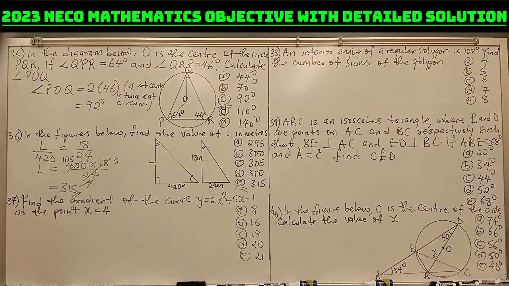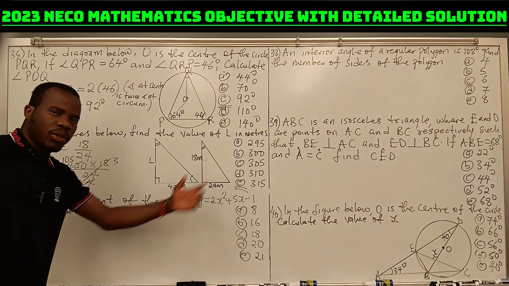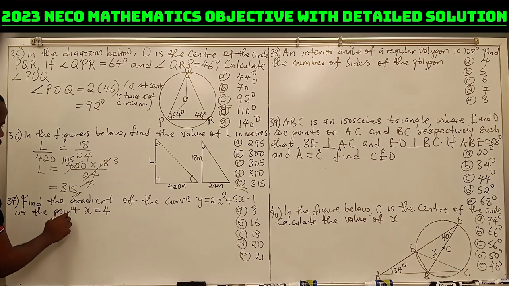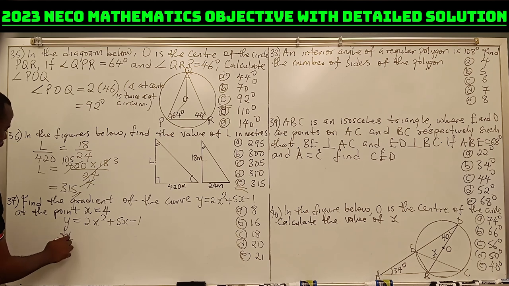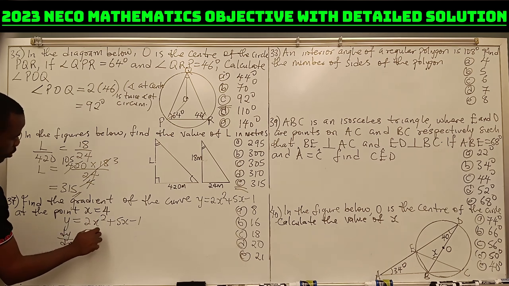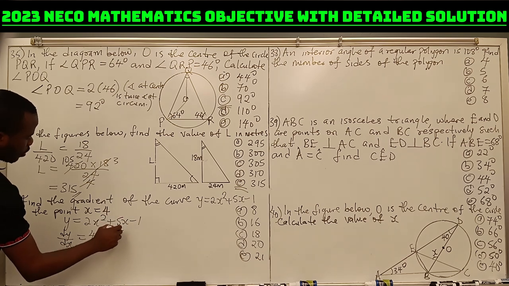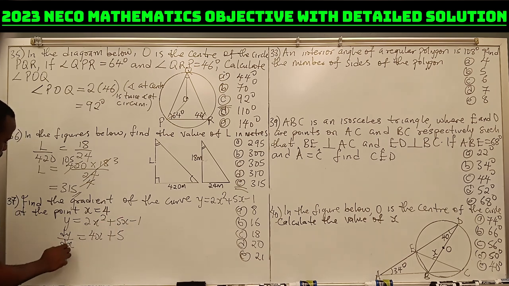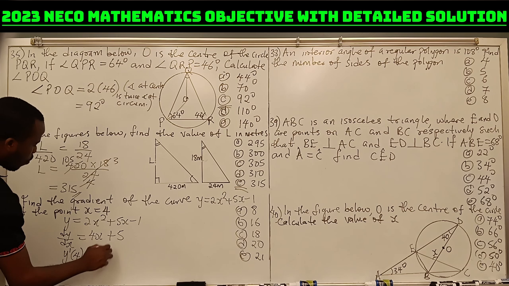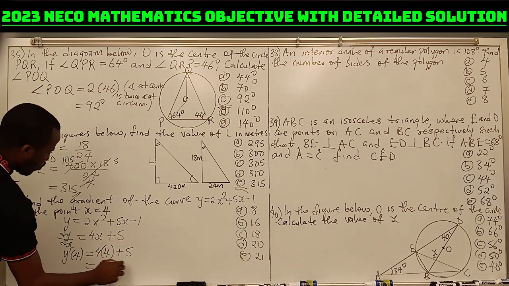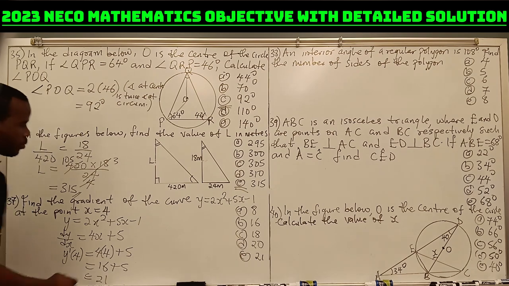Question 37 says, find the gradient of the curve y equals 2x squared plus 5x minus 1 at the point x equals 4. For us to find the gradient at the point, we take derivatives. So y is 2x squared plus 5x minus 1. The derivative is 2 times 2, which is 4x, subtracting 1 from the power. Then this is 5. So this is the same as y prime. So find y prime at 4. To substitute 4 here, we have 4 times 4 plus 5. This is 16 plus 5, which is 21, which is E.